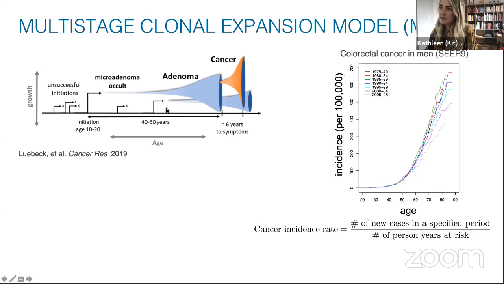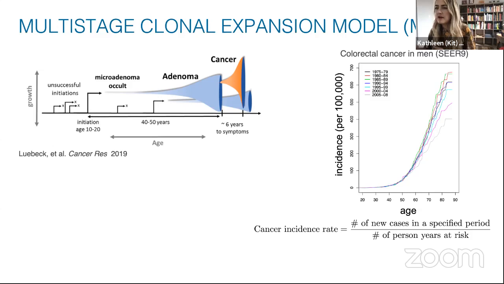And unfortunately, for some people, they will have adenomas that grow quite large that can undergo malignant transformation that will lead to eventually a symptomatic detection of a cancer. And so the way that we write down the end result, which is the symptomatic detections, is this incidence rate, which is number of new cases in a specified period over the number of years, person years at risk.